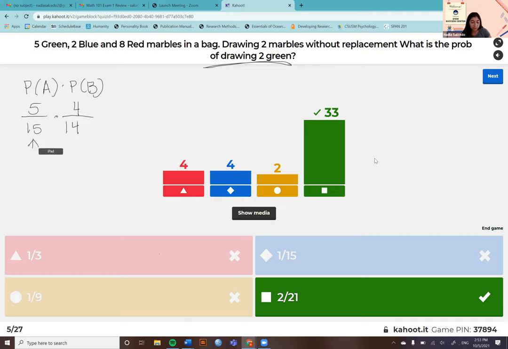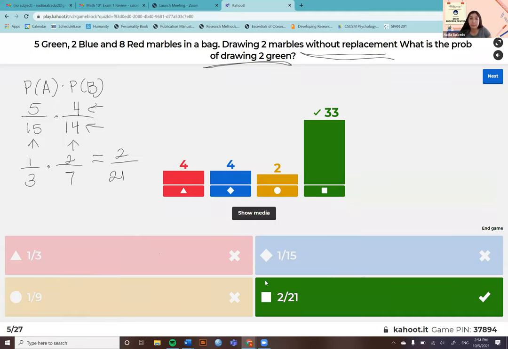This one can be reduced by 5, which is 1/3. And this one can be reduced by 2. 2 goes in 4 2 times. 2 goes in 14 7 times. And then we can go ahead and multiply straight across, 2 and then 21. So yeah, the reason that it changes is because it's without replacement. So that just takes one less marble off the top, the numerator and denominator for the second event.